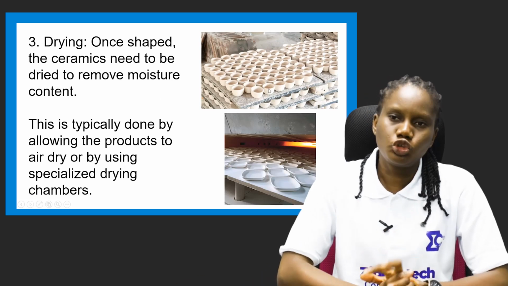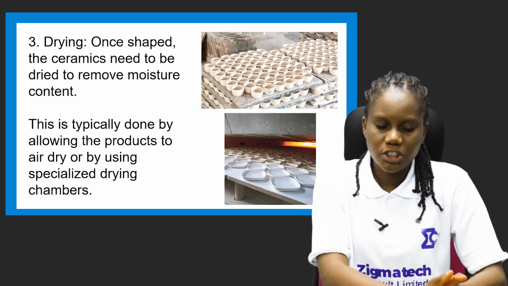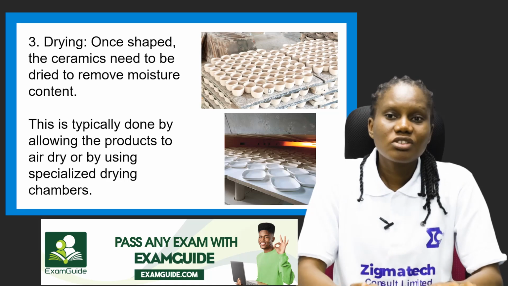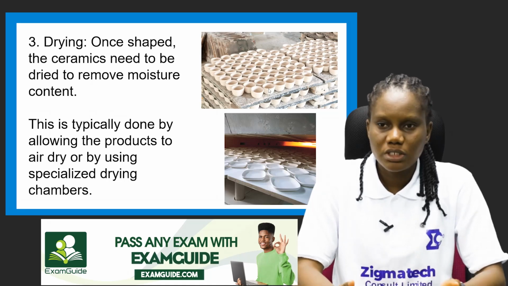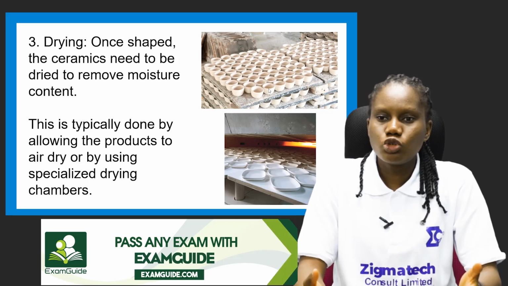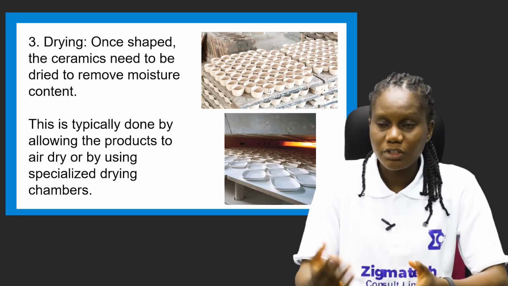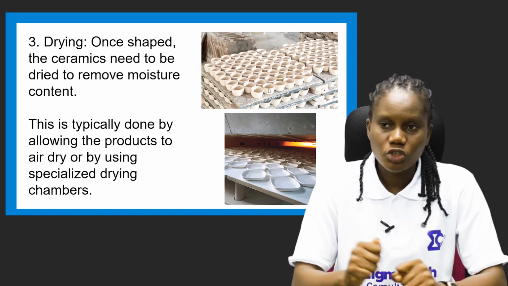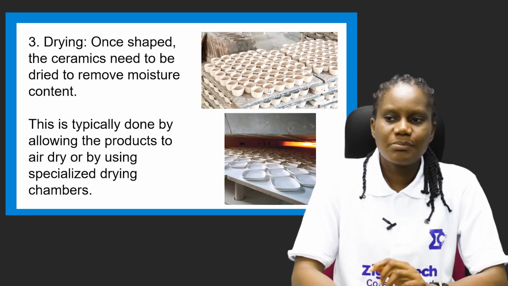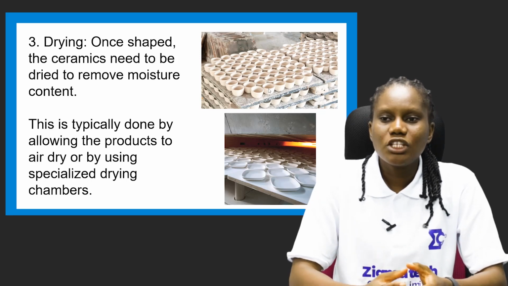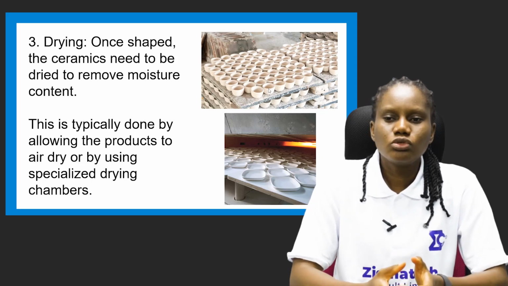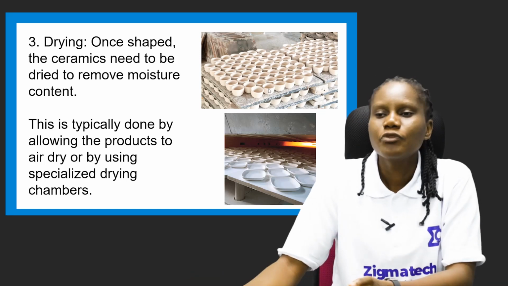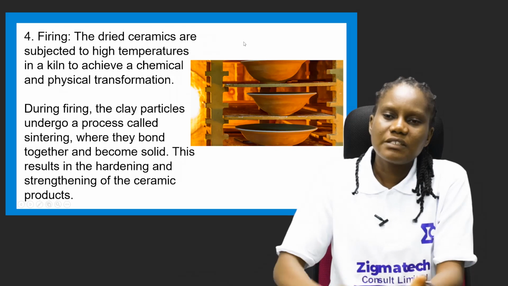Number 3, drying. So once you've shaped it into your design, what you want it to be, the next thing is to dry it. The ceramic needs to be dried to remove moisture content, and there are 2 ways by which you can dry. You can air dry, just like we have in the first picture there, that is air drying, or by using specialized drying chambers, such as we have in the second picture, so that it can be hard. If it's not hard, you can't package it, you can't use it, it's not usable, so you must dry it. Number 4 is firing.